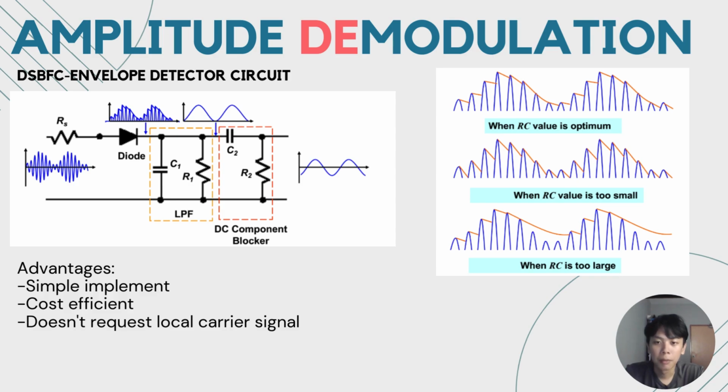The diode allows only the positive half of the signal to pass through, effectively rectifying the waveform, while the low-pass filter, composed of a resistor and a capacitor, smooths the rectified signal to recover the original modulating signal. To achieve optimal performance, the RC value must be carefully adjusted. If the RC value is too small, it will cause signal distortion and excessive ripple, while if the RC value is too large, it results in a slow response, losing signal details. Last but not least, the circuit includes a DC component blocker to remove unwanted DC offsets for a cleaner output.